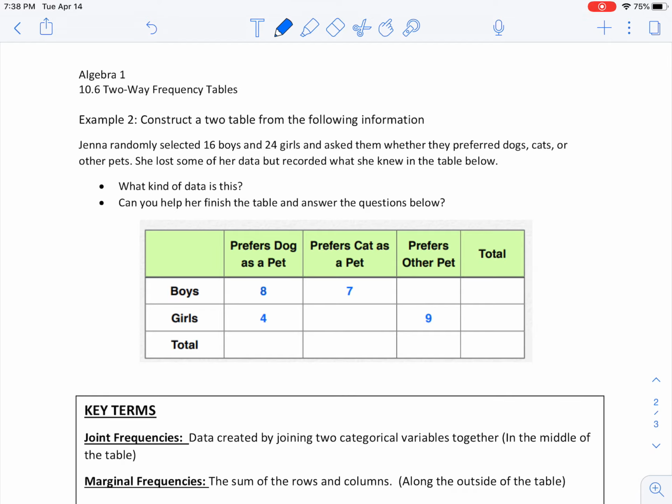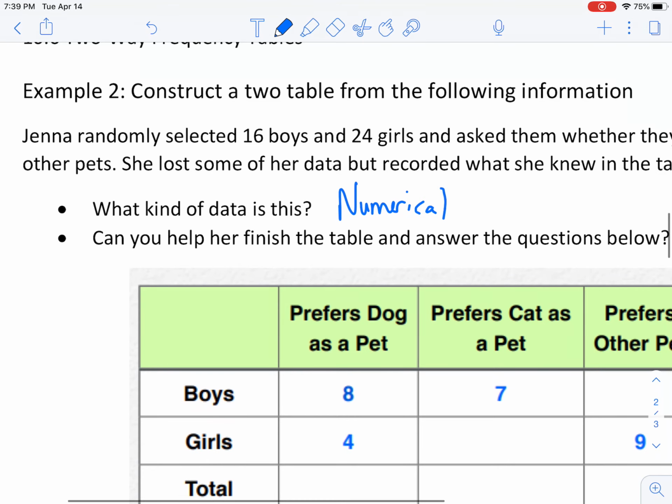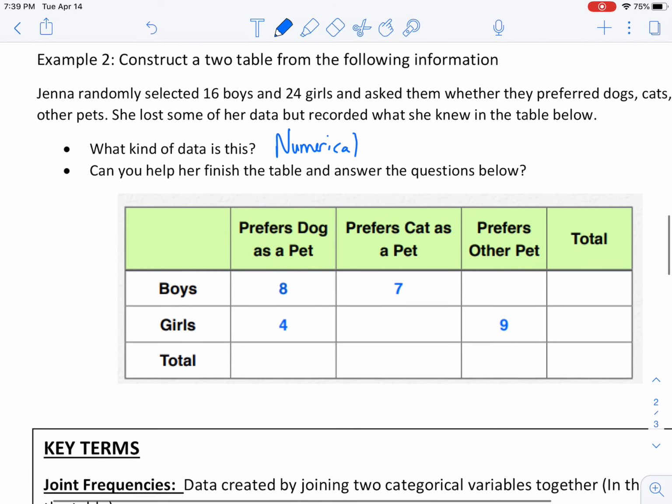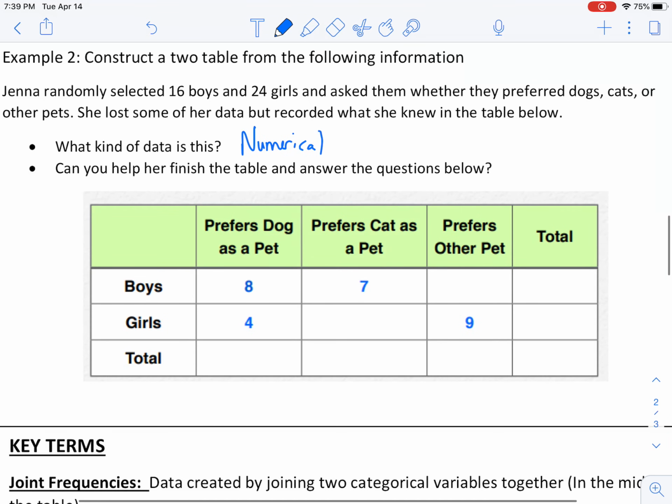Okay, so if we're talking about how many boys prefer dog as a pet, right? This is numerical, because we're comparing numbers, right? Can you help her finish the table and answer the questions below?